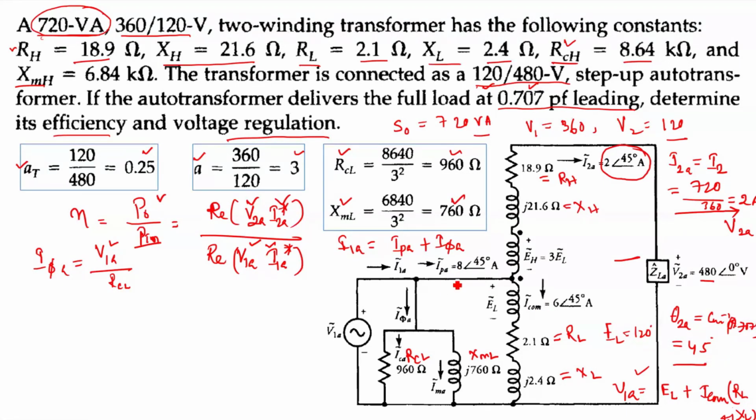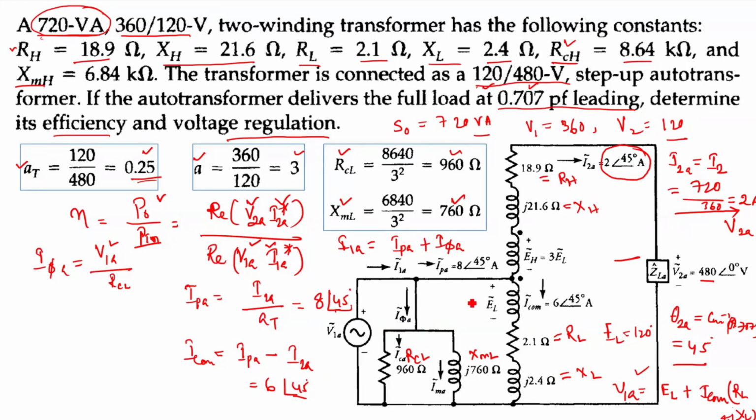So IPA will be how much? IPA will be nothing but I2A by AT. AT is given, AT is 0.25 that we have calculated. So if we divide 2 by 0.25, it will become 8 ampere 45 degree, right? So now IPA I know and I2A I know. So I common, that is the current through this common winding, will be IPA minus I2A, right? If I subtract these two currents, it will be 6 at 45 degree, right?